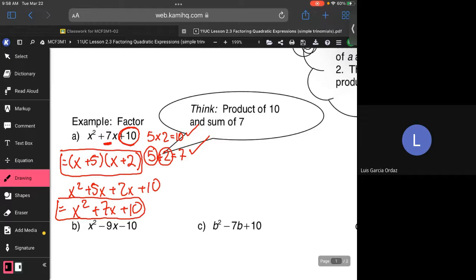So I'm going to give you guys examples with the same last number. So I'm going to give you guys negative 10, positive 10, negative 10.